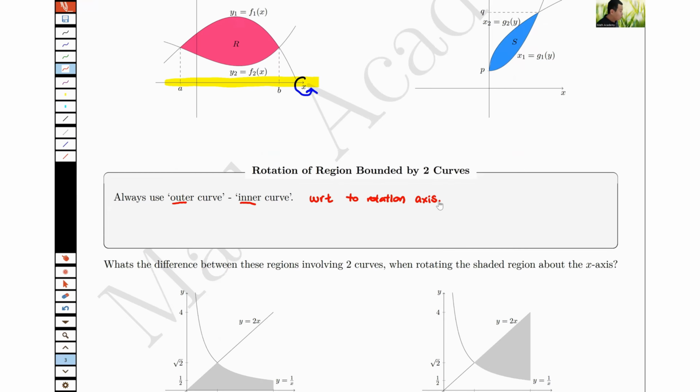You would like to check which curve is further and which curve is nearer to the rotation axis. Personally, I will not visualize the diagram. I wouldn't think about what is the 3D shape. We just go for outer and inner. So what do I mean by that? If this is your rotation axis, y1, which is this curve, is the outer because it is further from the rotation axis. Let's call that the outer curve. y2 that is below here is called the inner curve.